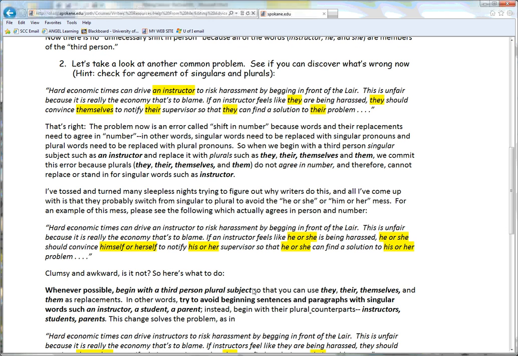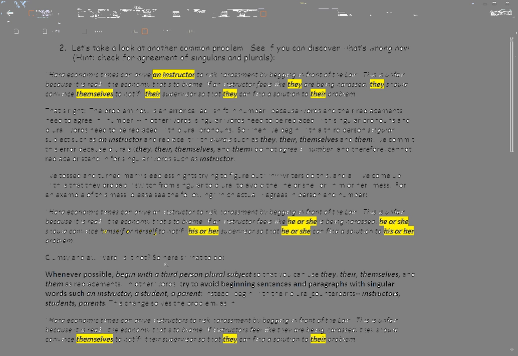So what I do when I'm thinking about editing and writing is I always try to start with a plural word that I'm going to replace, never a singular. So instead of instructor, I'll start with instructors if I can. Instead of child, student, I'll go with students. Instead of boss, I'll go with bosses. Always try for the plural to begin because that's going to set the number.